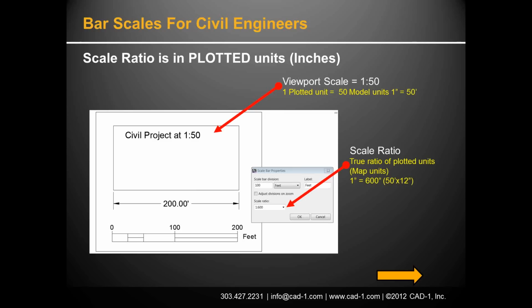The program doesn't think that way, though. The program thinks a true scale ratio, so 1 inch equals how many inches. So when you're working in civil engineering or decimal feet, you've just got to multiply your scale ratio by 12 in order to get everything to work there. Let's see how that works.